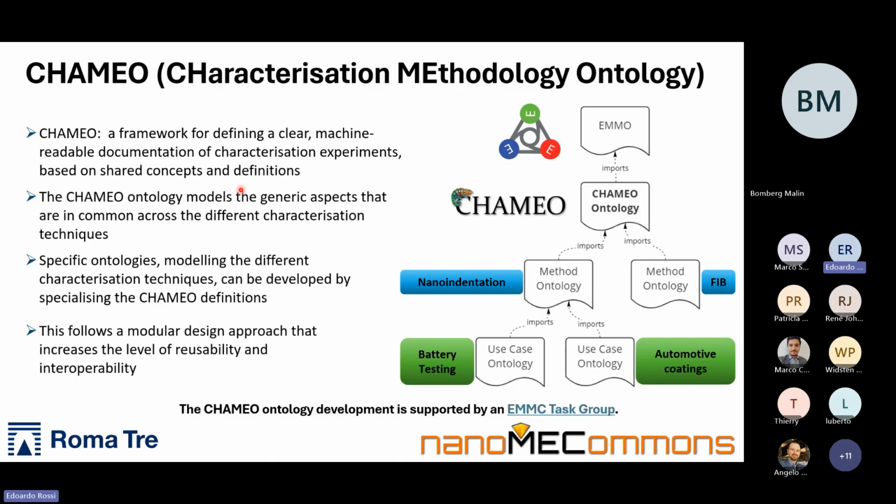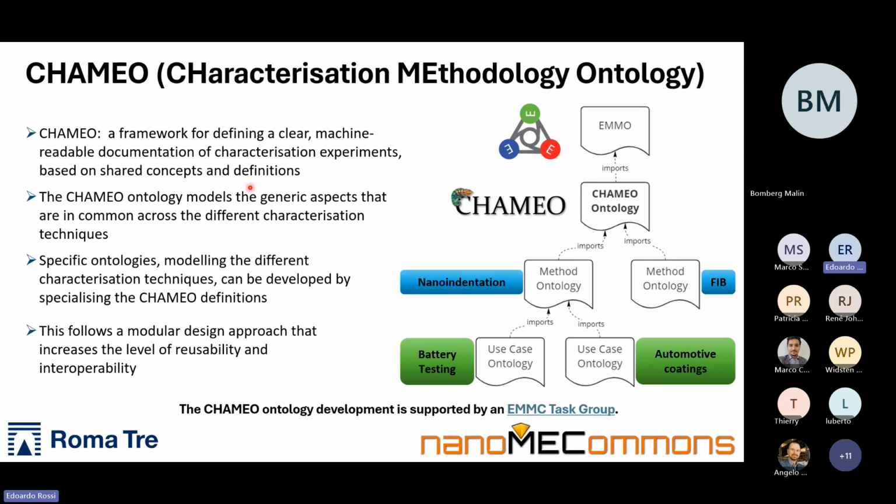In this case, we're speaking about a particular kind of ontology, which is called characterization methodology ontology. It translates in the acronym CAMEO. And CAMEO is exactly a framework that defines clearly machine-readable documentation for characterization experiments. So it's that simple, and this is how it comes.